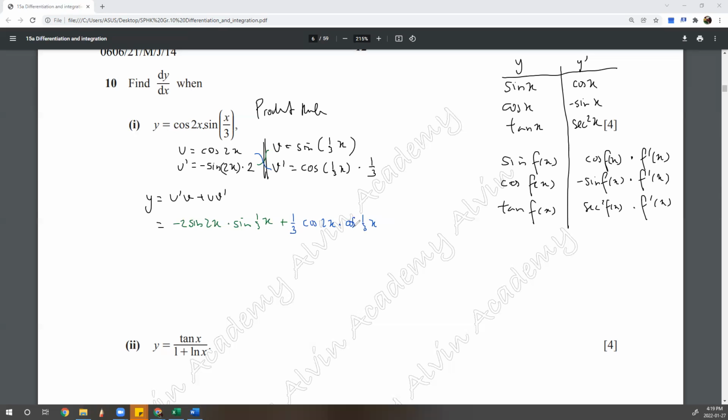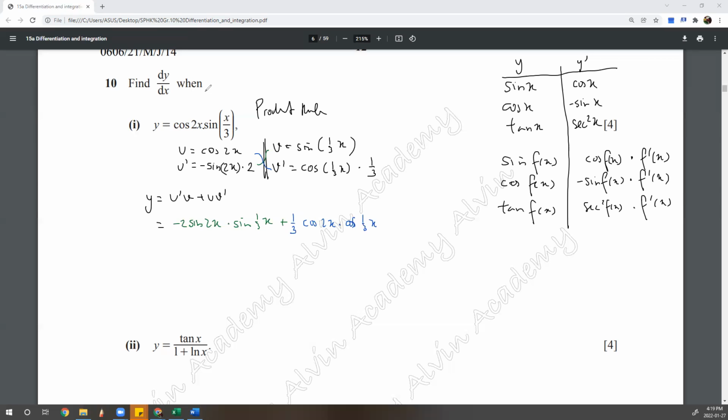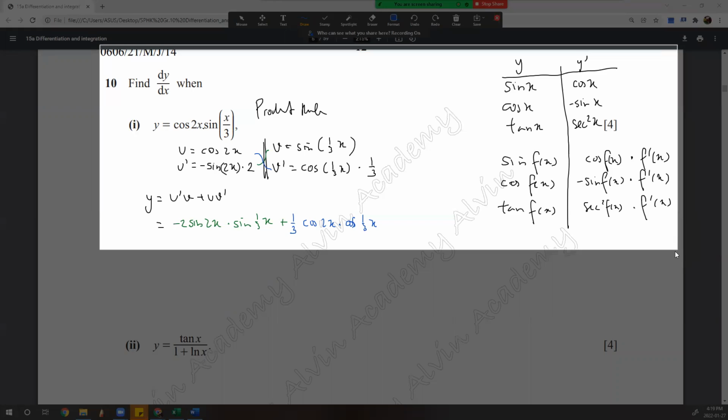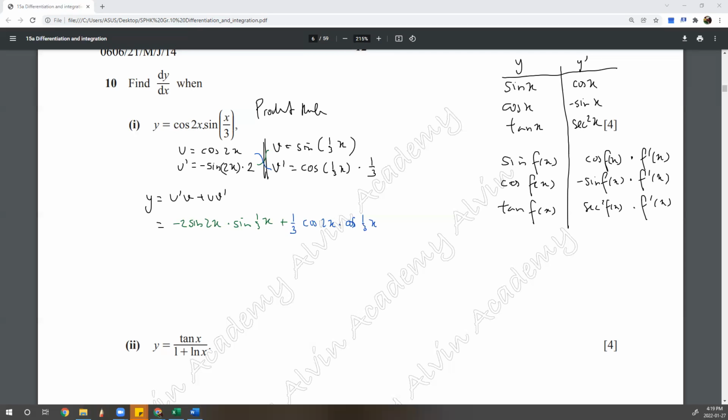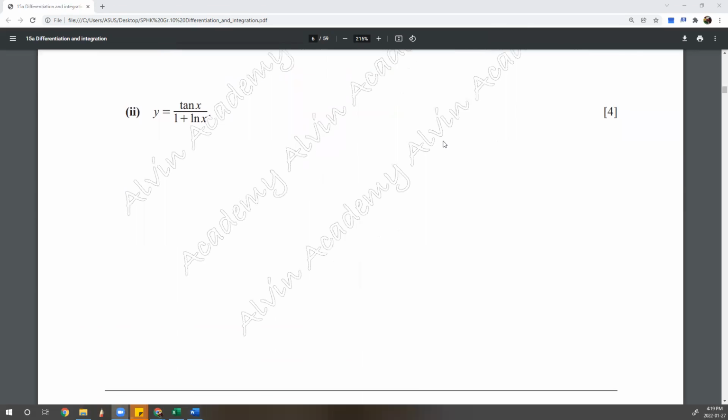Okay. Now I think I need to copy this print screen. Why? Because I don't have enough space for part 2. No, wait, something missing. Then wait a moment, please. Okay, I need to copy all the formula. Okay, now let's go to number 10, part 2.